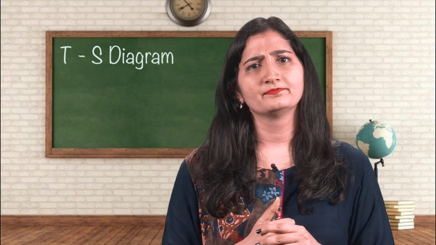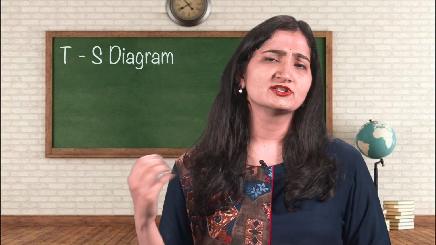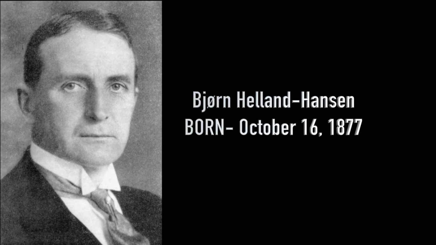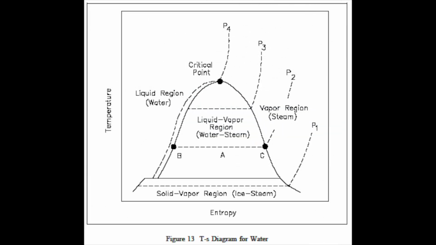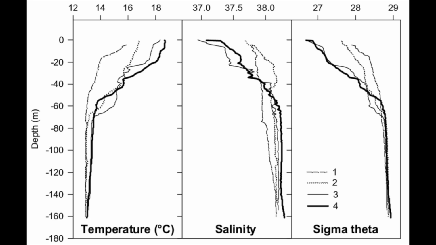TS diagram. So, with a view to describe the temperature and the salinity, Helland Hansen in 1916 devised a TS diagram which relates these two characteristics together. In this diagram, the temperature and the salinity may be plotted against each other. The plotted points generally fall on a well-defined curve, often a very straight line, in which temperature and salinity decrease together.